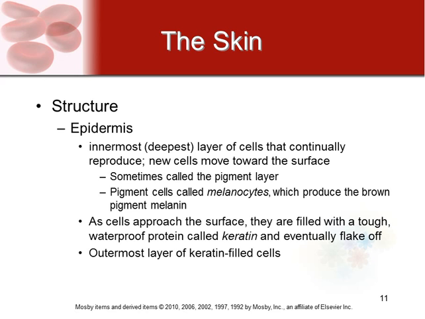Sometimes that little bottom layer is also called your pigment layer, and that's because it contains melanocytes, and the melanocytes are the ones that produce the brown pigment melanin that gives your skin its color. So that's where those are located. And then as these cells approach the surface, they're filled with this very tough and waterproof protein named keratin. And that's what makes them stiff and eventually makes them flake off as well. So your outermost layer is really full of keratin. And that's what makes your skin so tough and waterproof and makes your skin work so well at protecting your body.